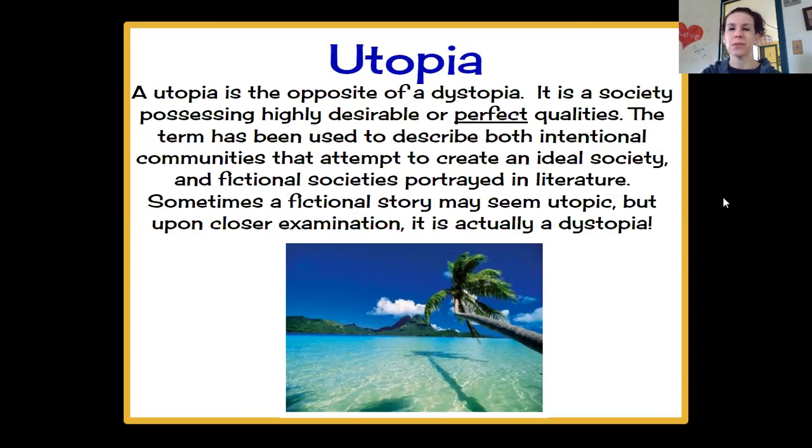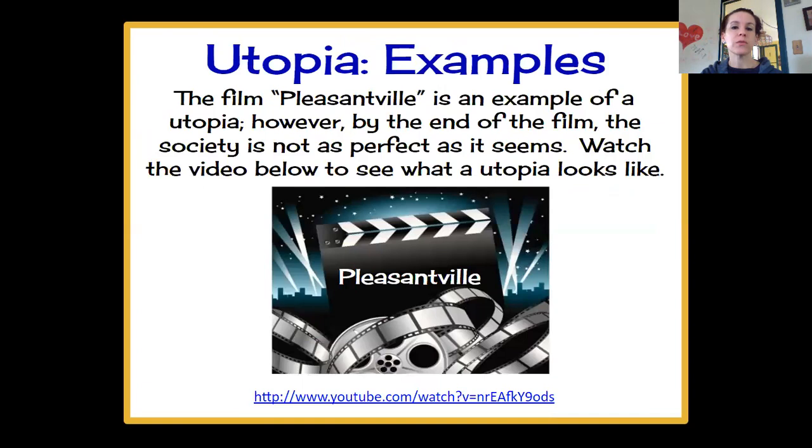But some people believe that is something that could happen. I think there's always somebody that's going to be unhappy or somebody that's going to be treated unfairly in somebody else's idea of a perfect world. So, examples of utopia: the film Pleasantville is an example of a utopia. However, by the end of the film, the society is not as perfect as it seems.